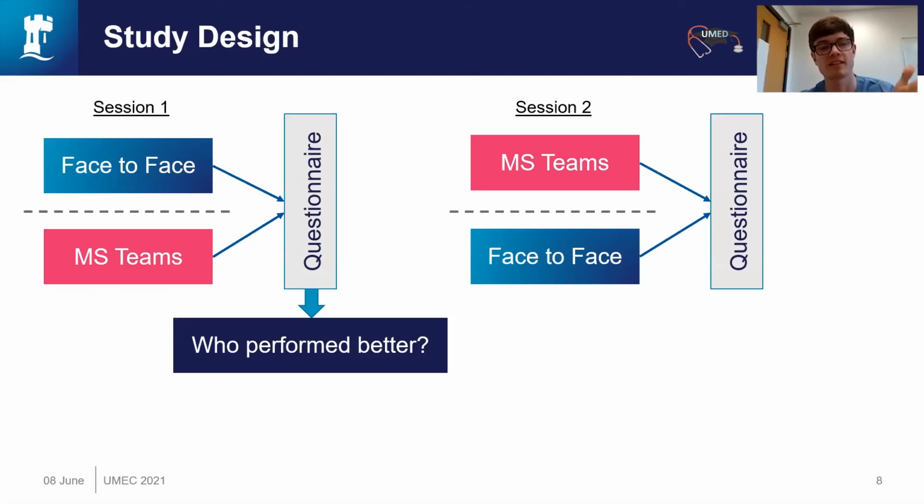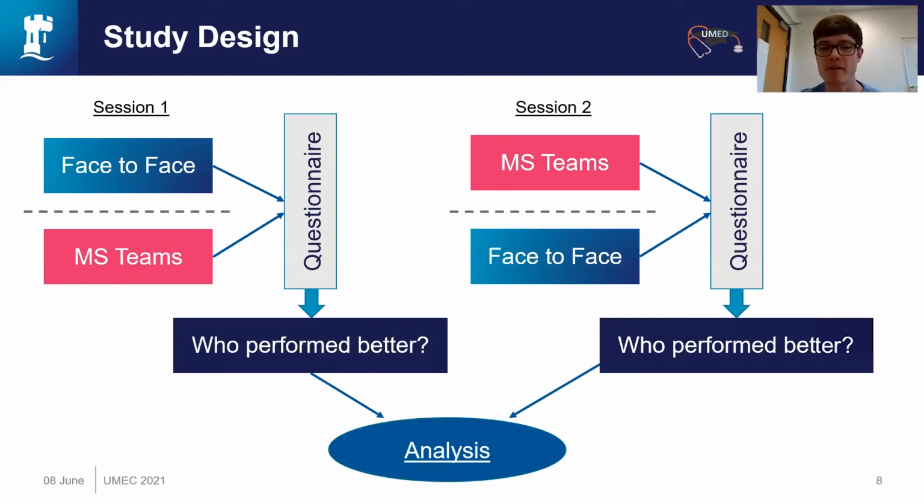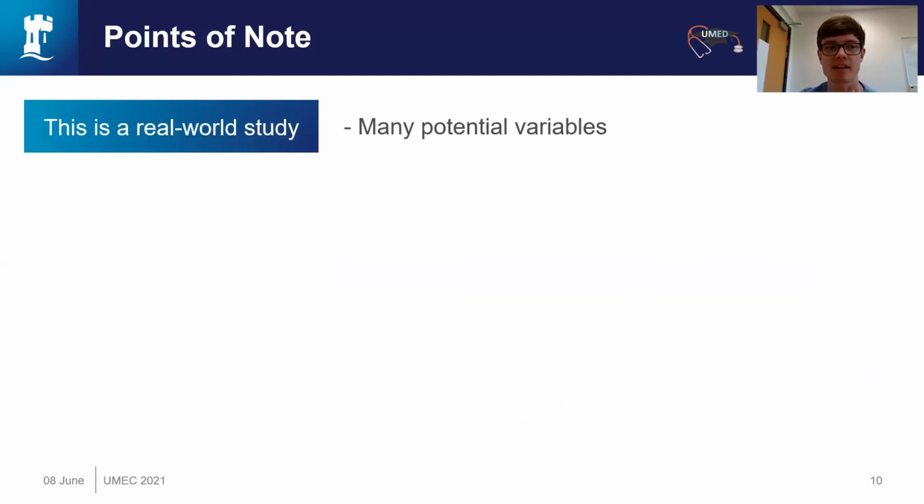So if one had done face-to-face, they would swap to Teams for the next one, and then compare those performances to analyze for any errors. We can rule out things like practice effect as well to try and get our outcome, hopefully giving us some indication of one being better than the other, perhaps.